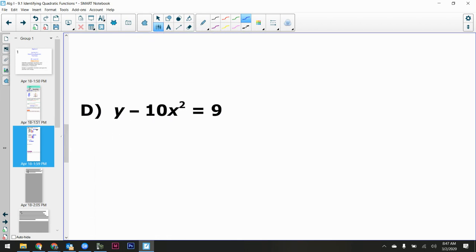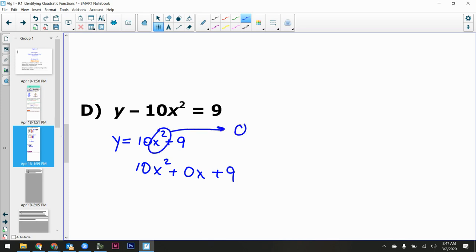Is that quadratic? Yeah, right? If I add 10 over to the other side, it'd be 10x squared plus 9. Yeah, it can be written in that ax squared plus bx plus c form. I can write it, there's ax squared, bx plus c. Do you notice how I plugged in a 0 for the x term? That's going to be pretty important a little bit later on in this chapter. But because of this x squared right here, we can say that it is quadratic.